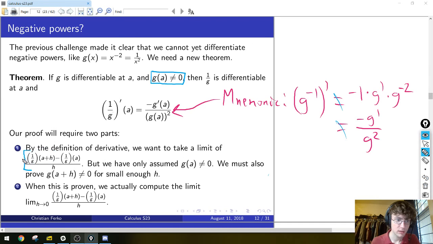So the first step will be check that that thing is non-zero, g of a plus h is non-zero for sufficiently small h. And once that's true, we'll just do the computation. We'll compute the limit which defines the derivative. This is the definition. Sometimes I use 3 lines for definition. This is the definition of 1 over g prime at a. So we'll just compute. Okay, questions on the roadmap of how we'll prove this?